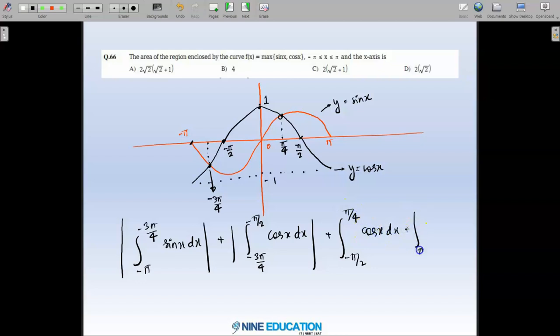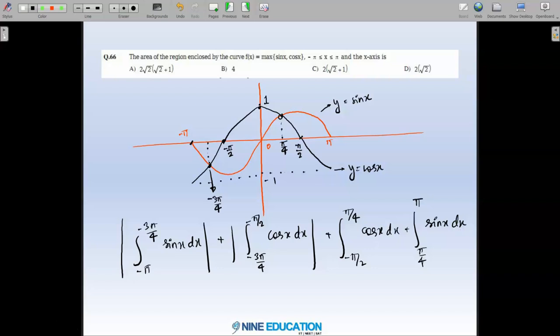And finally after pi by 4, if I go till pi only, directly you can go up to pi, then you can observe that from pi by 4 to pi, it is the sin x graph which is above cos x. So this is the entire integration that you need to perform.